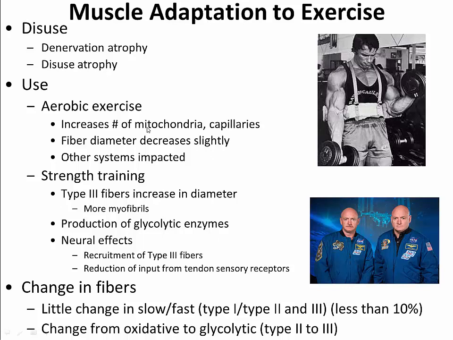But what we do see is that we have an increased number of mitochondria, an increased number of capillaries, and other systems like the respiratory system and the cardiovascular system are impacted, and they're impacted in a way that improves the ability to deliver oxygen to those muscles.